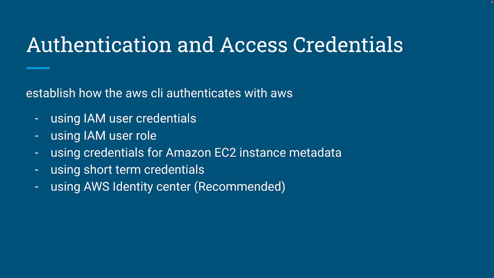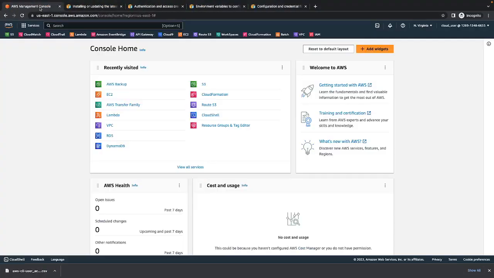The most recommended one is using AWS Identity Center. But for this tutorial, I'm going to use the first one because it is pretty straightforward and very simple to get started with. So for this, we are going to create a user, and we will use the credentials of those users for our AWS CLI, so that whenever AWS CLI makes a request to the AWS server, it is a validated request. To create a user, we will go to the AWS Management Console, and we are here.